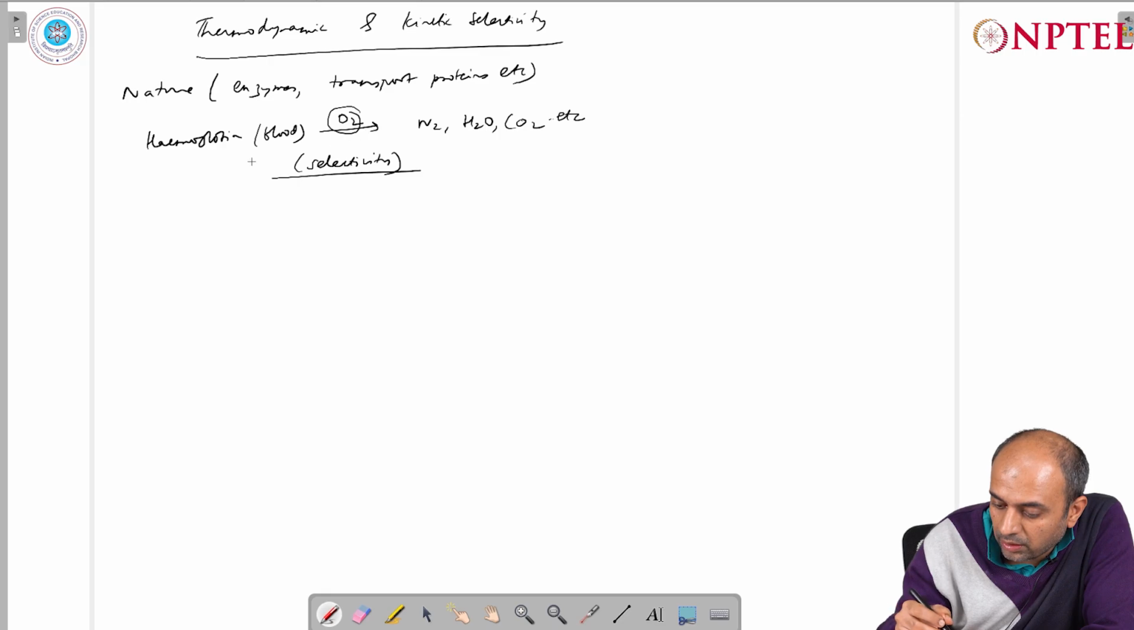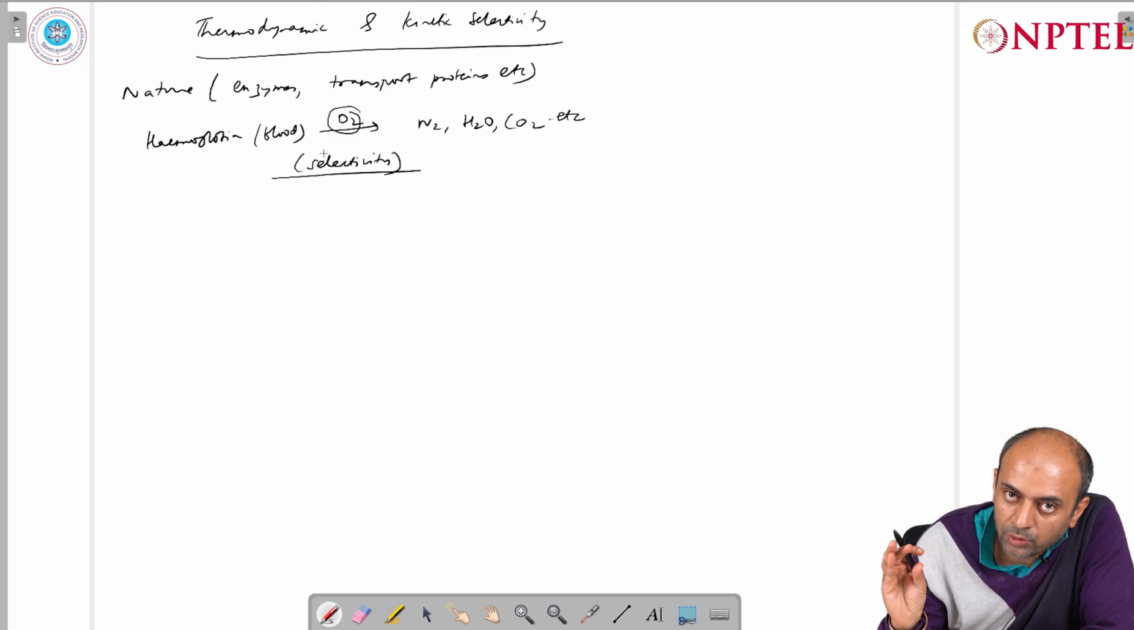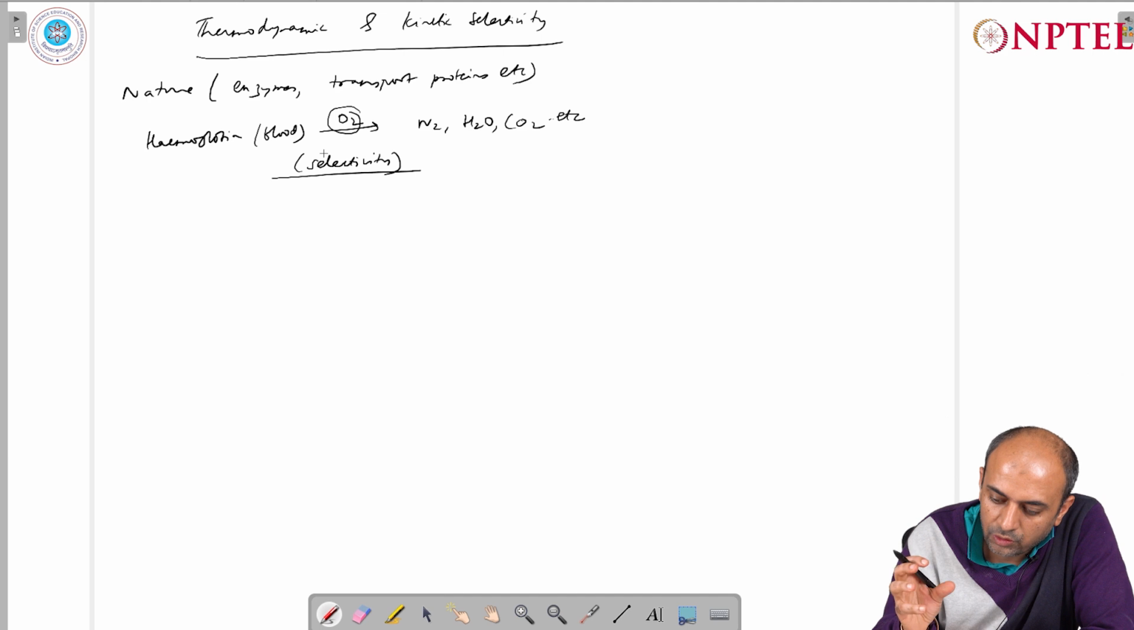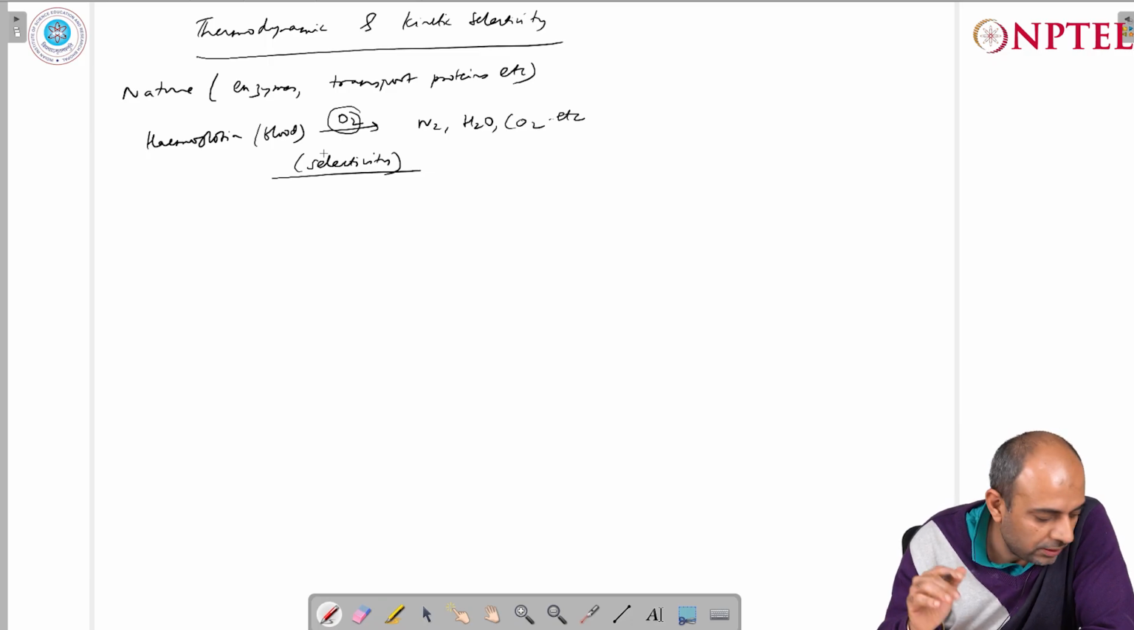Because hemoglobin needs to have very specific preference for oxygen, it should be able to bind to oxygen very strongly, and then once it binds, it should be able to transport oxygen to the site of interest, and there it should be able to release the oxygen wherever it is necessary. So, binding uptake process as well as release processes, both are very important in selectivity processes.